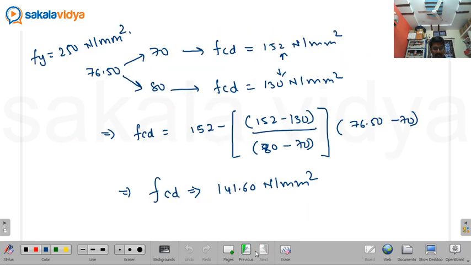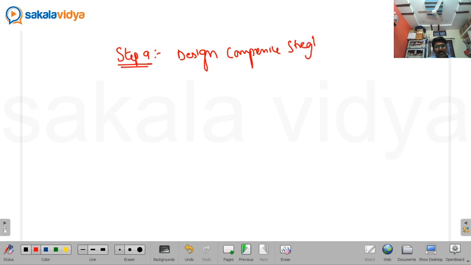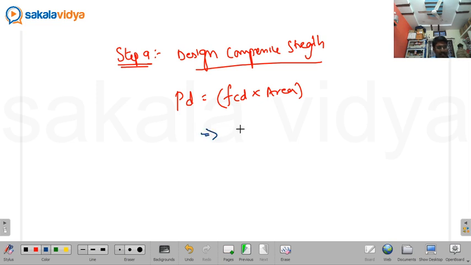So what is our last step? Step number 9: design compressive strength. What is the formula for that? Pd is equal to FCD into area of the section. FCD is 141.60 into the area of the section. So what is the area?